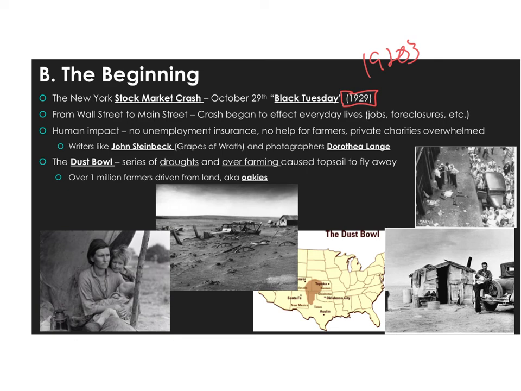We know how bad it is because we're going to have people who are going to document this. Dorothea Lange is a photographer during the Great Depression. She actually was really big on the Dust Bowl picture. So this is probably the most famous picture of a family trying to get a new start, giving up in Oklahoma and moving out to California, which I'll talk about more in a second. John Steinbeck writes the famous book, The Grapes of Wrath.